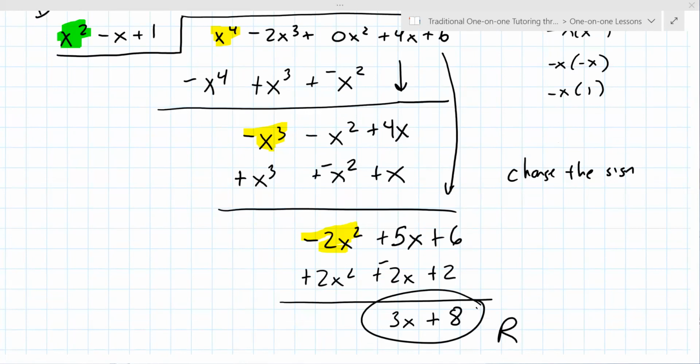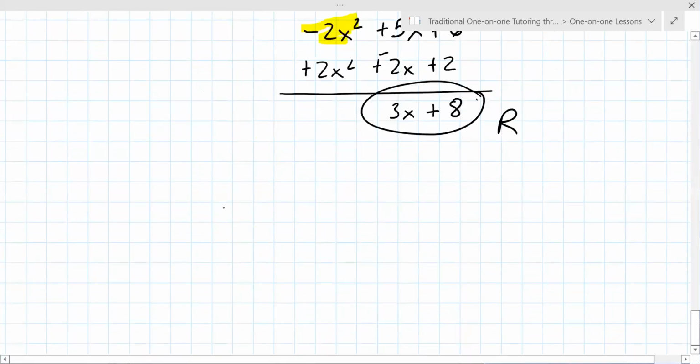So you're supposed to write it as Q plus R over D. That's the best way. I would ask your instructor if that's what he wants. There's another way to write it also that's equivalent.